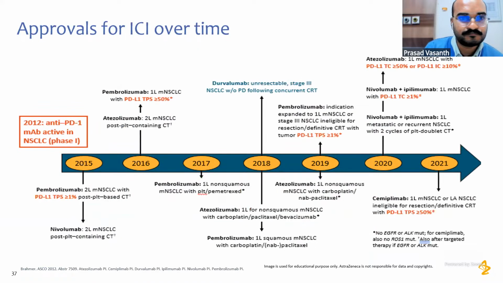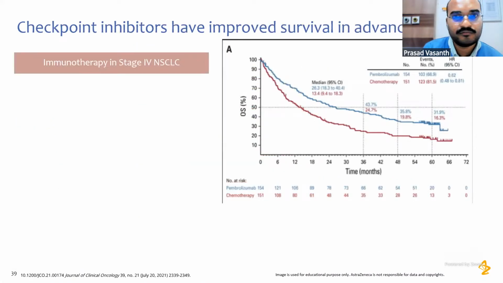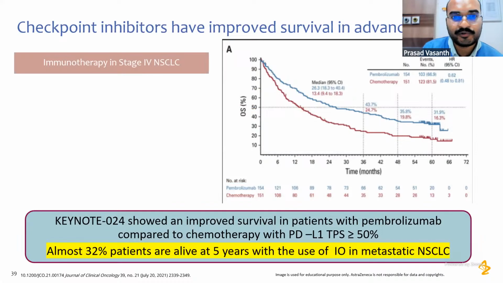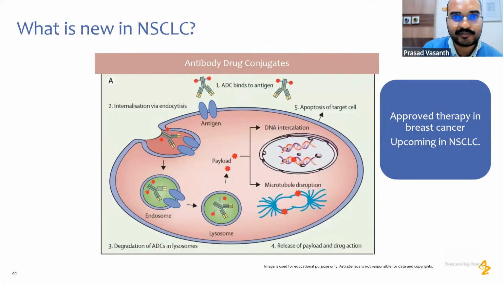So approvals of ICIs over time: earlier approvals in the metastatic setting from 2015 to 16, pembrolizumab and atezolizumab, and later moving on to the unresectable setting, stage 3 disease following concurrent RT, the PACIFIC trial, durvalumab, and now coming to the resectable setting, either as adjuvant therapy, neoadjuvant therapy or perioperative therapy. I'm sure the details of each trial will be discussed in the upcoming discussions.